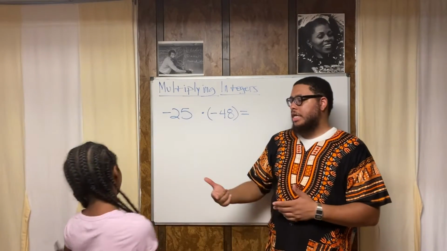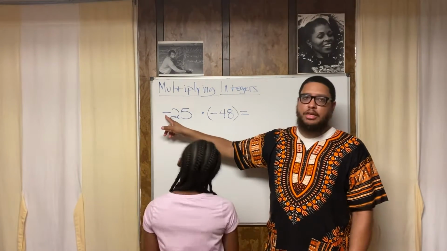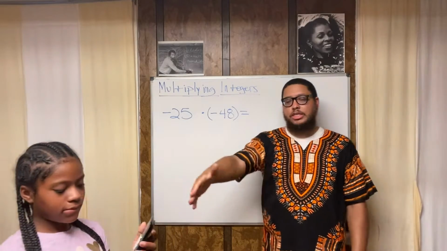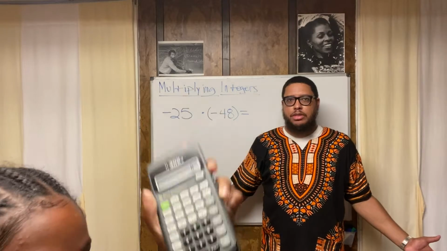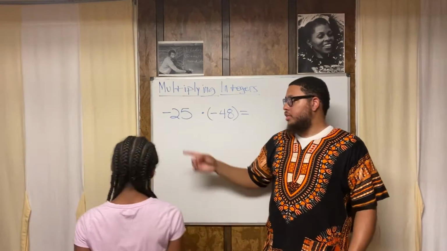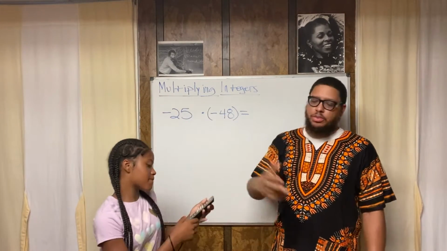So right now, if Asada tried to hit the negative sign when her screen is clear, nothing's going to happen. It's still going to be the 0 right there. But if she types in 25, go ahead, type in 25.